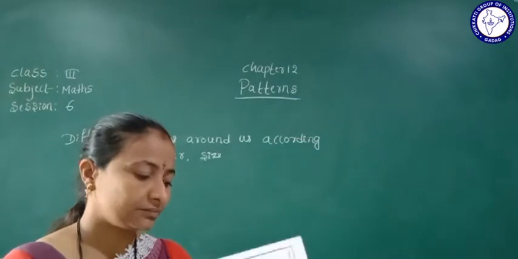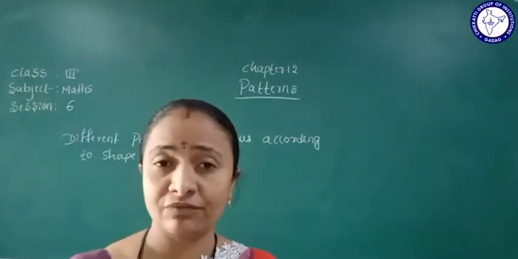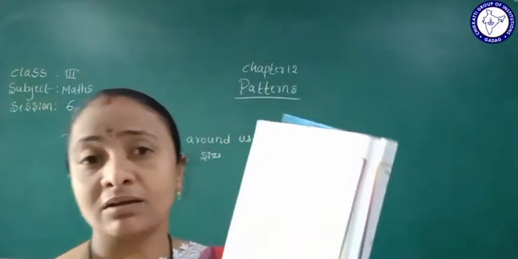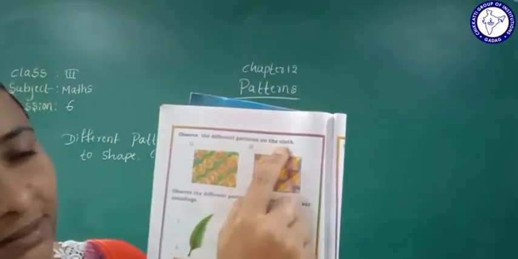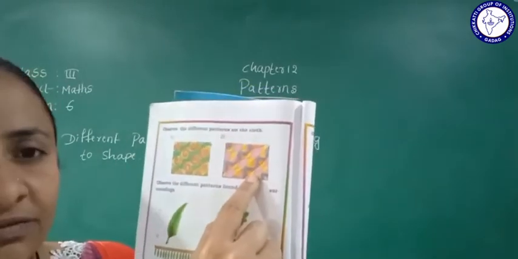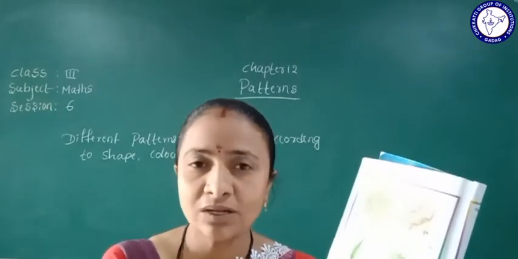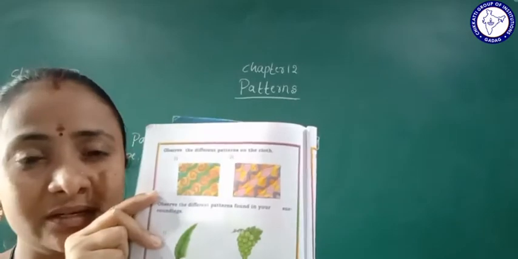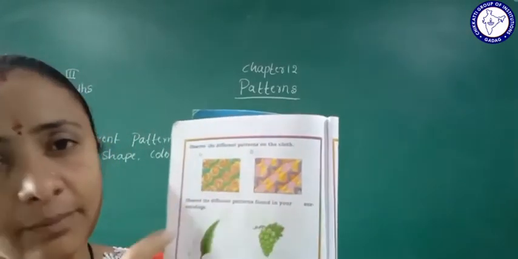Okay, next, here cloth is given. You know we wear different colored cloth. So that is colored cloth. Here, observe the different patterns on the cloth. See, this is a different design, this is also a different design. So this is also a different design. Yes, so we can see the colored pattern. So cloth has a different colored pattern.